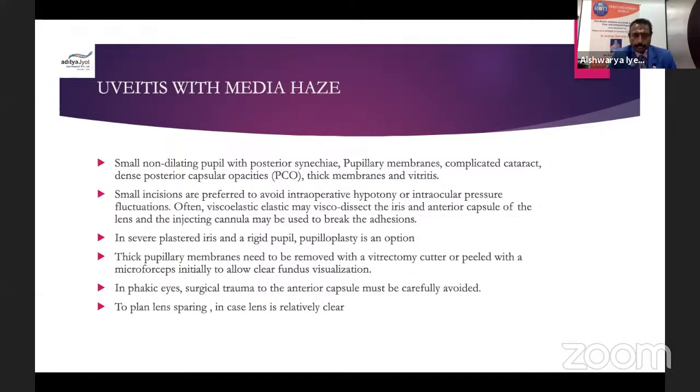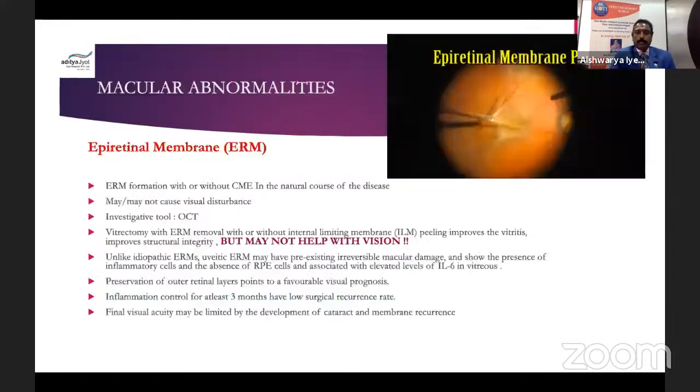In severe plastered iris and a rigid pupil, pupilloplasty is an option. Thick pupillary membranes need to be removed with a vitrectomy cutter or peeled with a microforceps initially to allow clear fundus visualization. In phakic eyes, surgical trauma to the anterior capsule may be carefully avoided to plan lens preservation in case the lens is relatively clear. And this is a pupillary membrane peel.